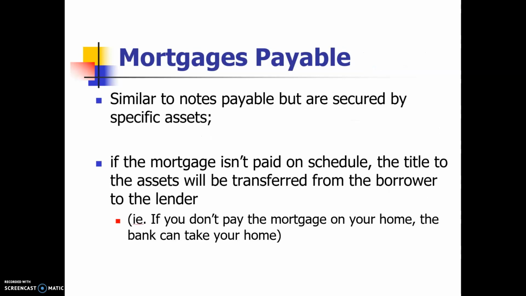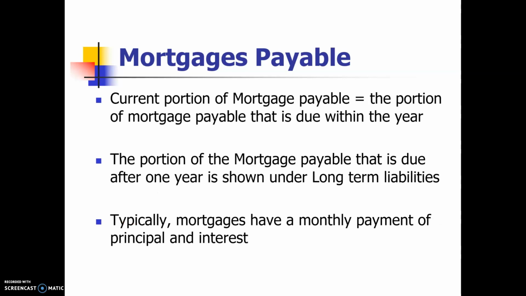So a mortgage payable, similar to a note payable, but it's secured by a specific asset. So if we don't pay the mortgage on our building, then the bank can foreclose and take our building. Okay. And so again, the current portion of the mortgage payable is the payment that's due within a year. Typically, mortgages we pay monthly. So the next 12 mortgage payments, the principal portion of those payments, is going to be considered a current liability, and then the rest will be a long-term liability.